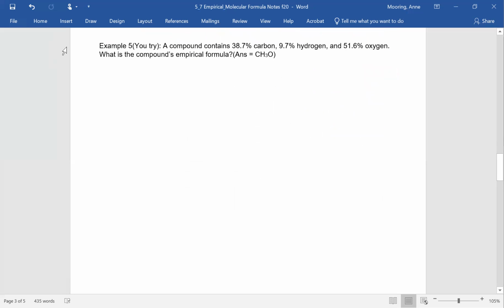Here we have example 5, where you've got 38.7% carbon, 9.7% hydrogen, and 51.6% oxygen. In this case, you have 3 different quantities that you need to convert to moles. Other than that, it works just the same. So I want you to try this. So pause the recording and work the problem.